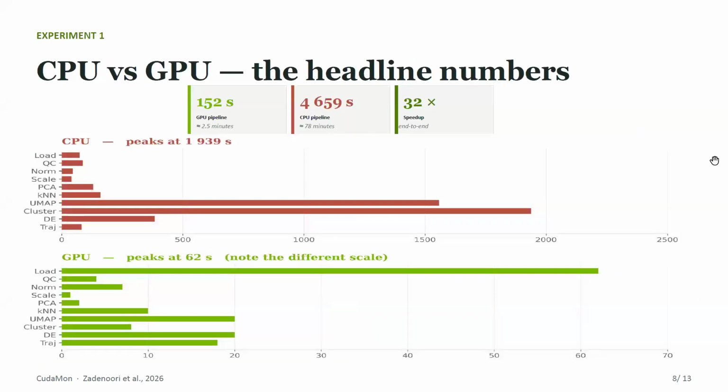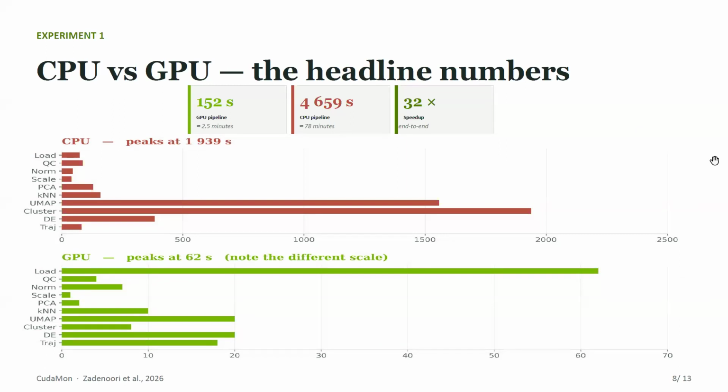We designed 3 experiments to better understand what we can take out of this monitoring of the GPU during the running of the workflow. The first experiment is a head-to-head comparison between the CPU workflow and GPU workflow stepwise. If you look at just the big picture, we can see that when we utilize GPU, we have a 32 times speedup, from 78 minutes to 2.5 minutes on GPU.